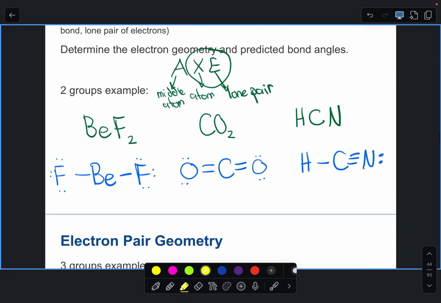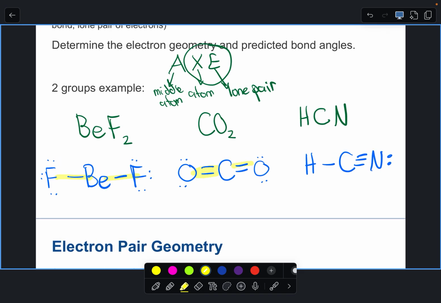So when we look at these groups, beryllium has 2 groups surrounding it. CO2 has 2 groups surrounding it. And HCN, that carbon, has 2 groups surrounding it. Okay? Now I haven't done any that have lone pairs on the central atom, because again, the central atom is what we care about. When we get to 3 groups, I'll do some of those examples where there's lone pairs on the central atom. So all 3 of these are going to look just like I had, okay?